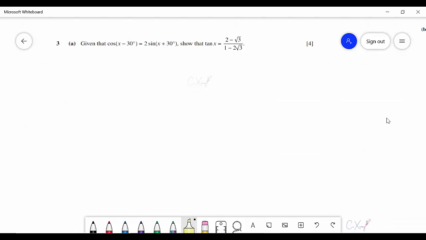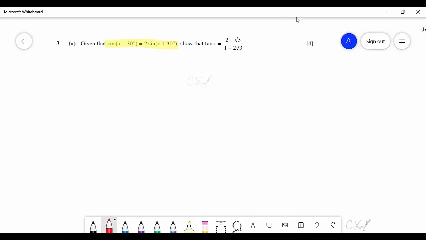All right, so question number 3. For question number 3, they give you an equation that involves trigo, and they want you to show that this equation can be rephrased into this one, right? From here you can see that these two equations involve the compound angle, so you have to apply the compound angle formula.